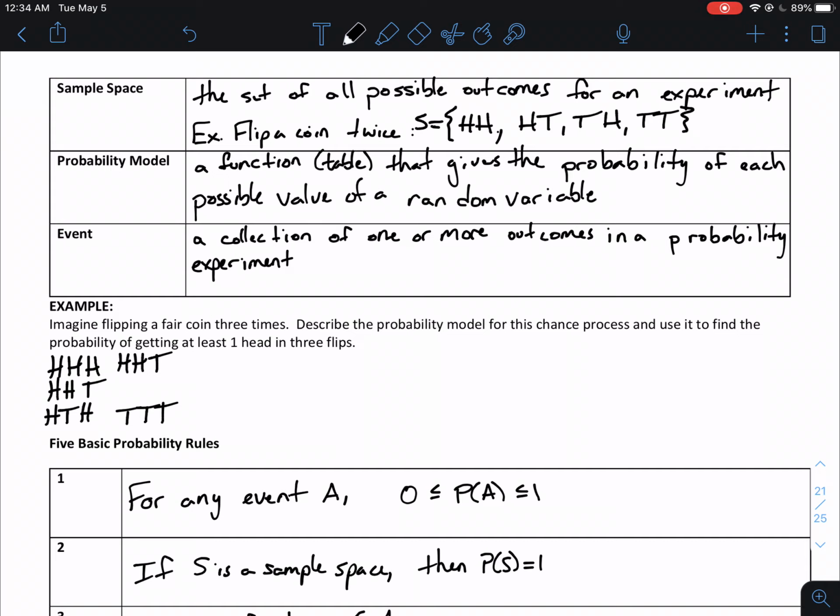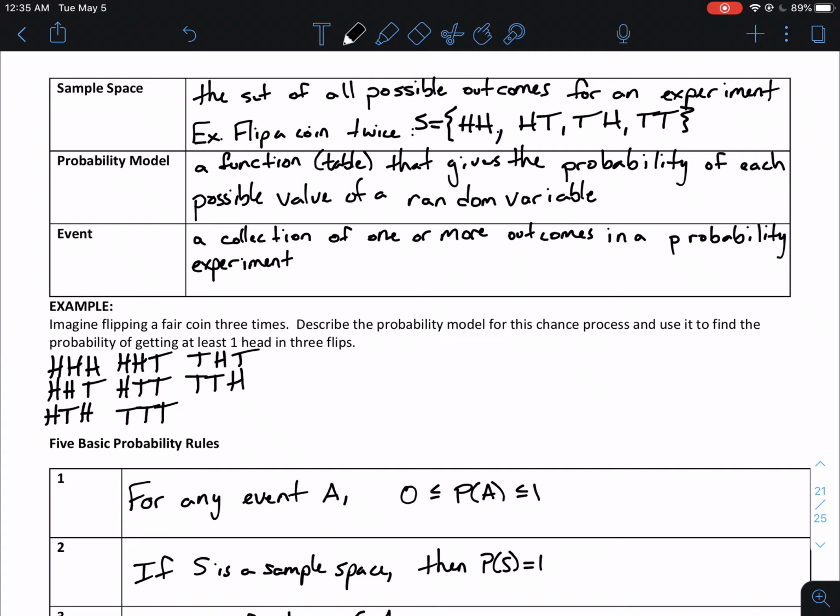All right. Let's think about just getting one head now. So we've got heads, tails, tails. You could also do tails, heads, tails. You could also do, let's see, tails, tails, heads, which we haven't had yet. And I think that's it. And so then the last one was just tails, tails, tails.